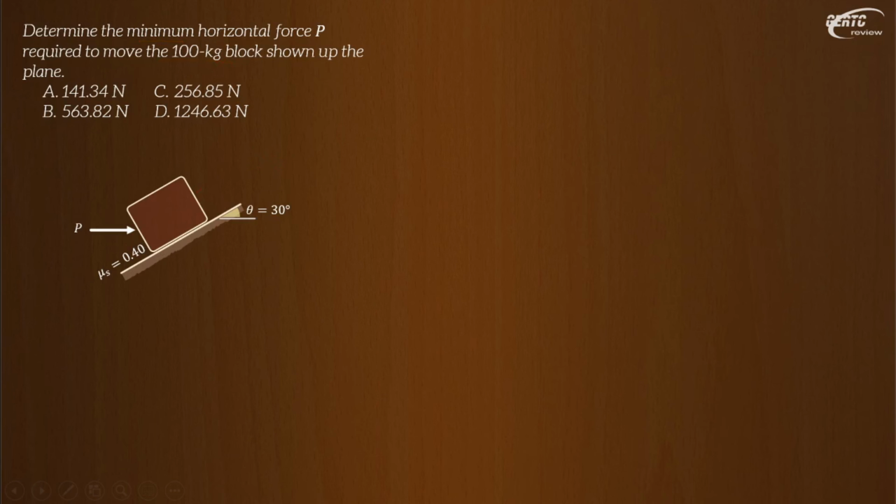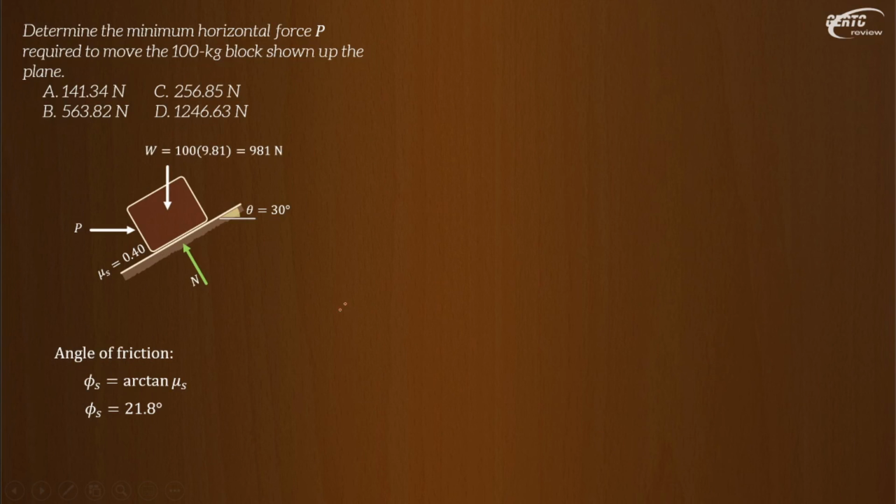Again, the angle of friction is arc tangent of 0.4, just like in the previous problem. That is 21.8 degrees. To solve this fast, I will be using the alternate solution, the force polygon. The forces here are the weight of the block, the normal reaction, and the frictional force.